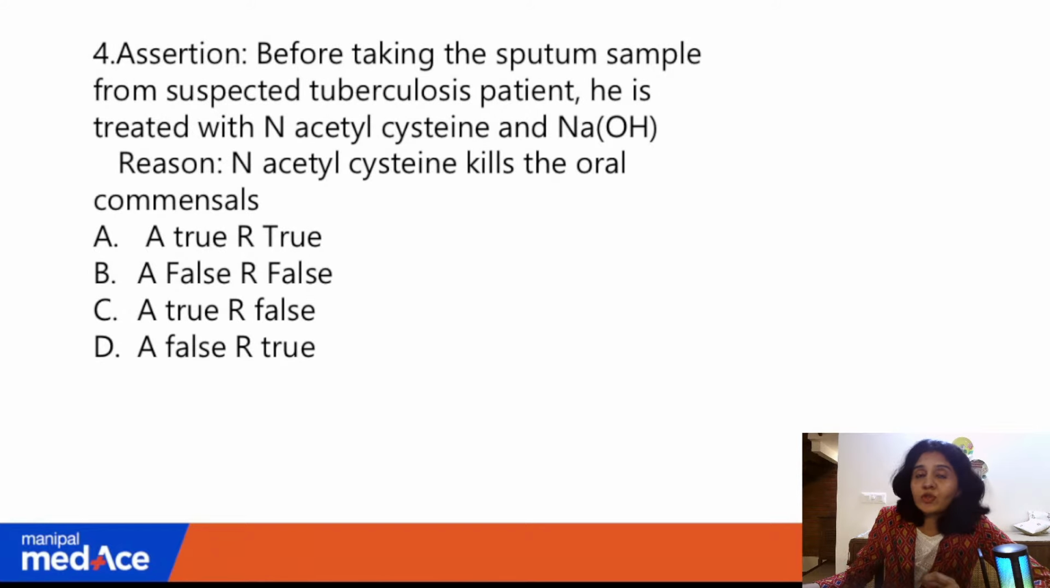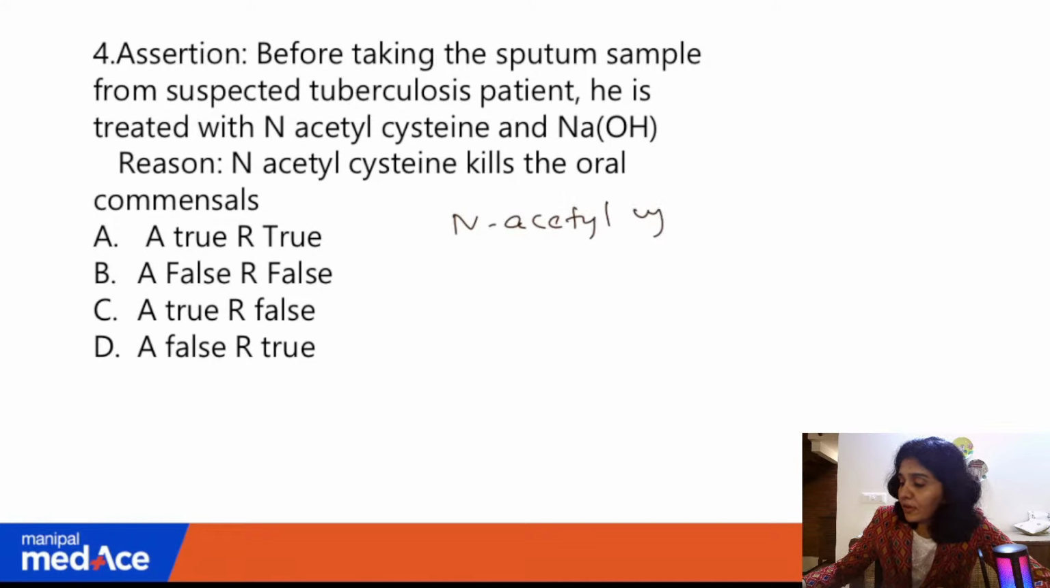Okay, so of course we treat sputum with N-acetylcysteine and sodium hydroxide. The reason is N-acetylcysteine liquefies the mucus in the sputum, so the organism is released from the mucus. You can easily identify it under the microscope.